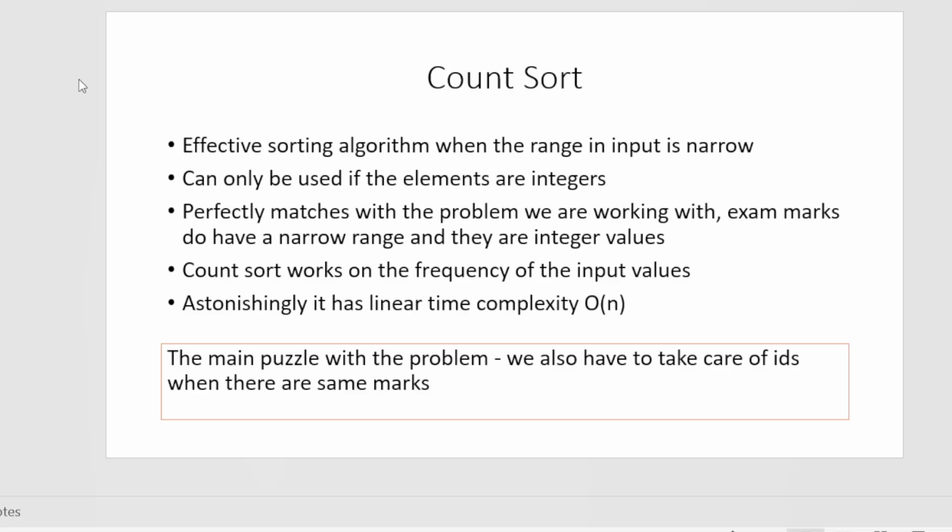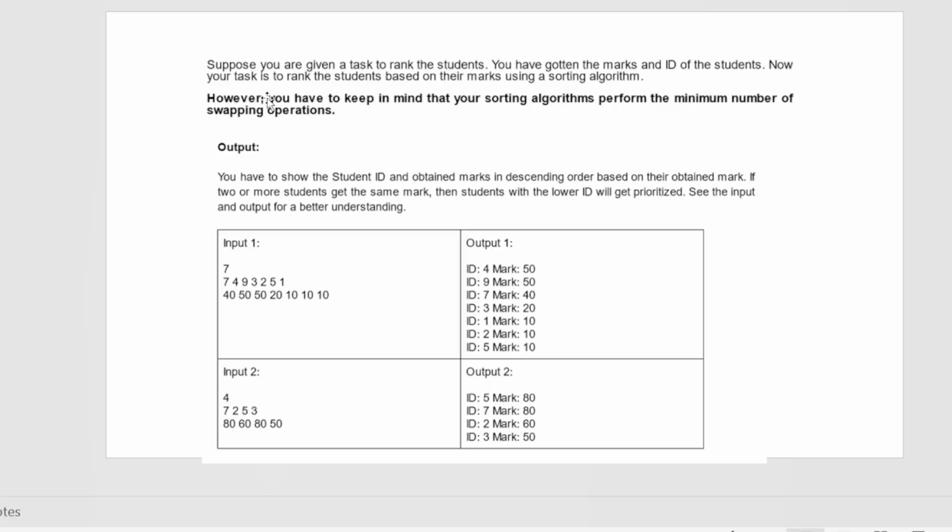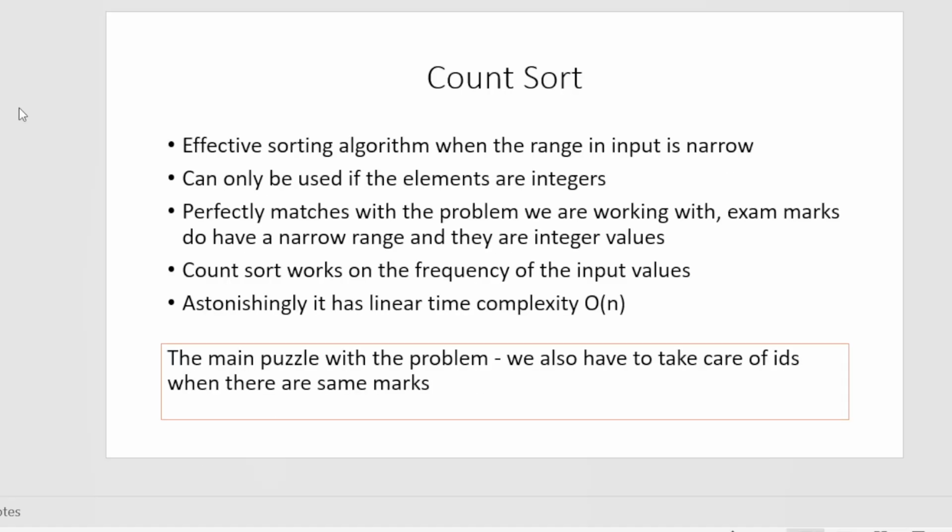Oh, by the way, before I get to the solution, there's something we need to focus on, and that is this bold line. It says we have to keep in mind that we have to choose a sorting algorithm that has a minimum number of swapping operations. So considering everything, the best sorting algorithm that I've thought of is COUNT-SORT.